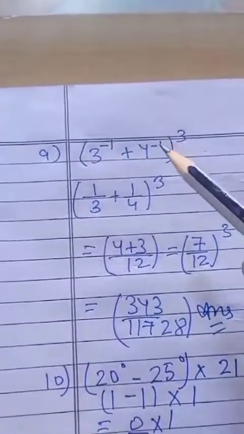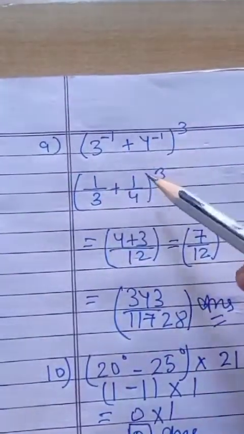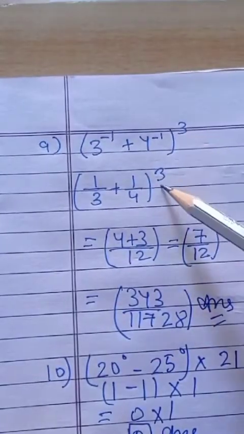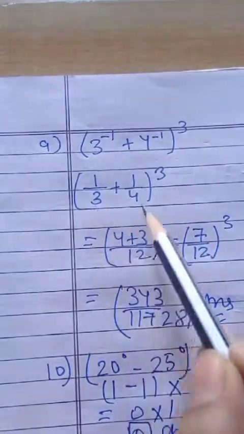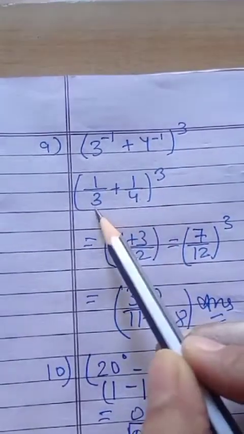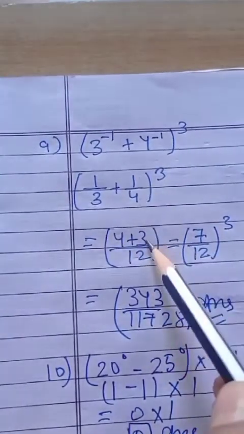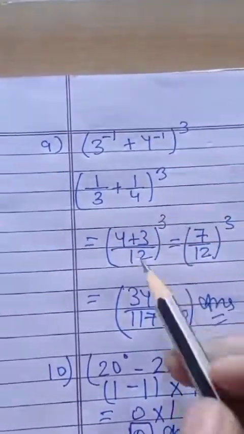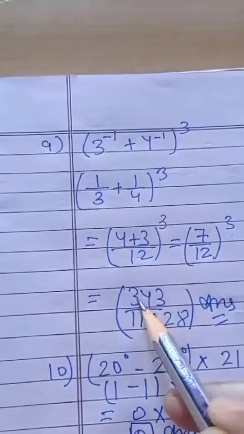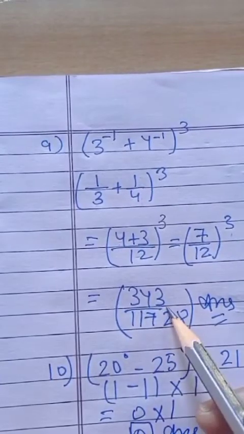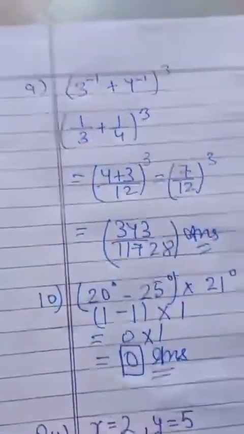Ninth part of this question: how can you write 3 power minus 1? 1 by 3. 4 power minus 1, 1 by 4, outside the power is 3. How can you solve the fraction by taking LCM? LCM of 3 and 4 is 12. 12 divided by 3 is 4, 4 ones are 4. 12 divided by 4 is 3, 3 ones are 3. Outside the power is 3. 4 plus 3 is 7, 7 divided by 12 raised to the power 3. Multiply 7 3 times, you will get 343. And multiply 12 also 3 times, you will obtain this answer.